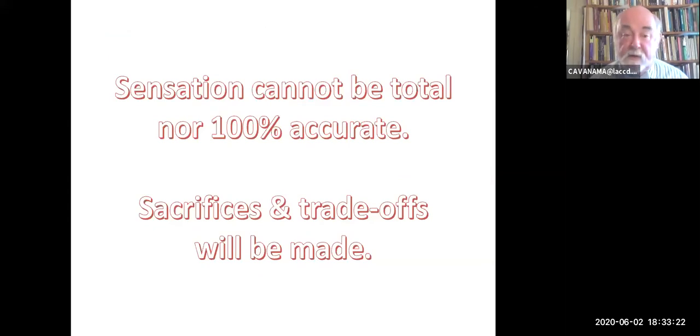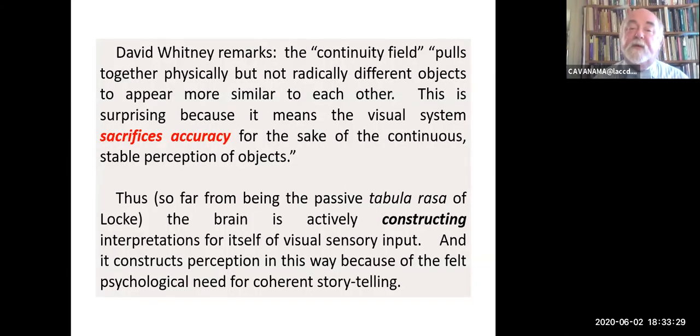Sensation cannot be total, cannot be 100% accurate either. Sacrifices and trade-offs are going to be made. David Whitney, one of the researchers I just mentioned, remarks in this way: the continuity field pulls together physically but not radically different objects to appear more similar to each other. This is surprising because it means the visual system sacrifices accuracy for the sake of the continuous, stable perception of objects. So our visual system is constructed in such a way not to give us 100% clear and distinct ideas.